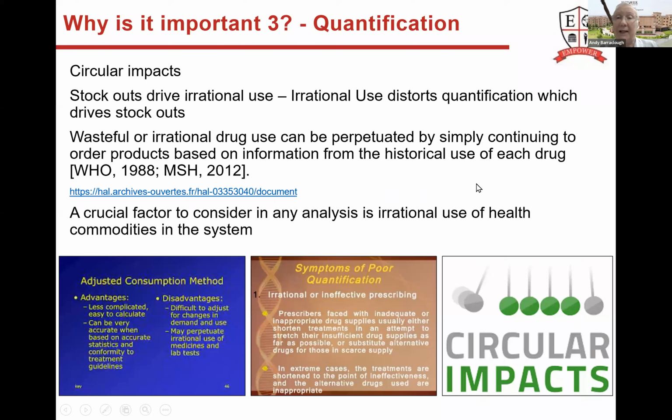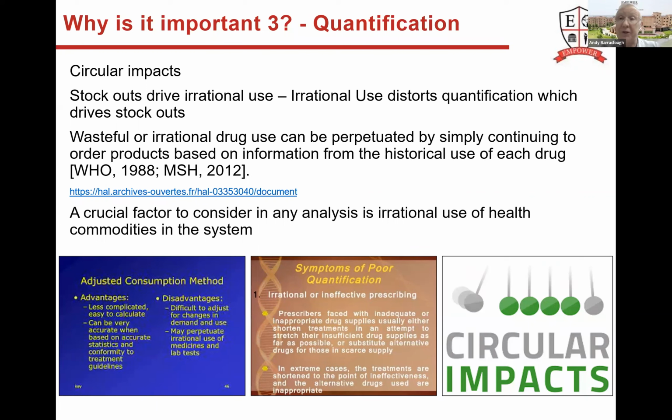So the way I calculate the quantification in consumption-based quantification is that I use the usage pattern. But if I've been using the wrong medicine, I've got the wrong usage pattern. So I calculate the wrong medicine. I calculate the wrong quantities. And then if I've got the wrong quantities, I get stockouts. And if there are stockouts, I can't have rational use because I haven't got the right medicine.